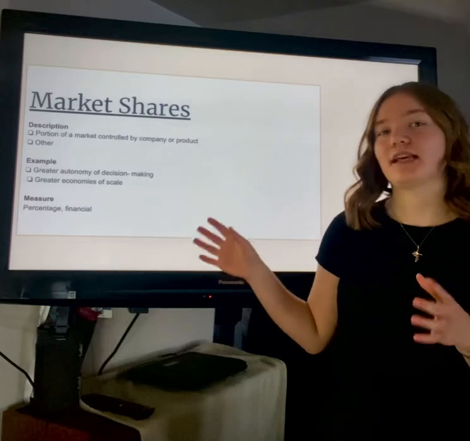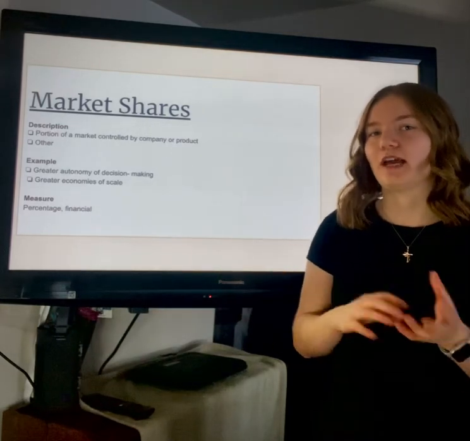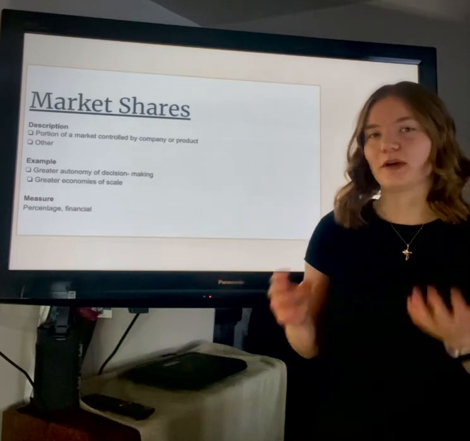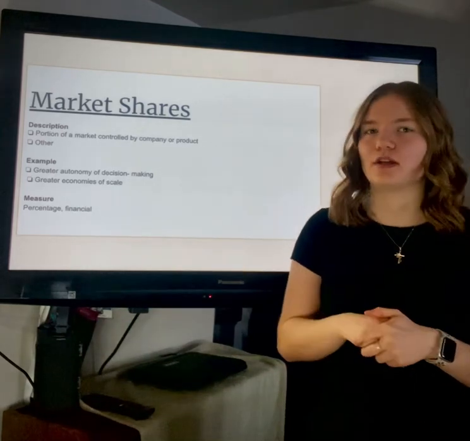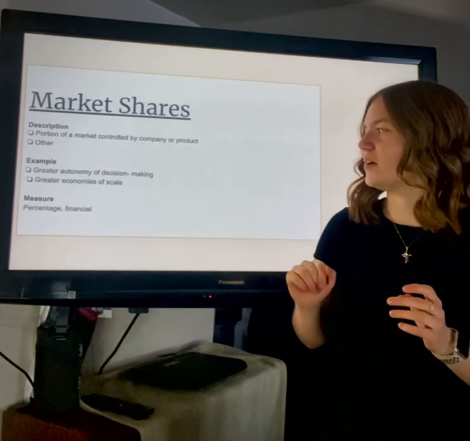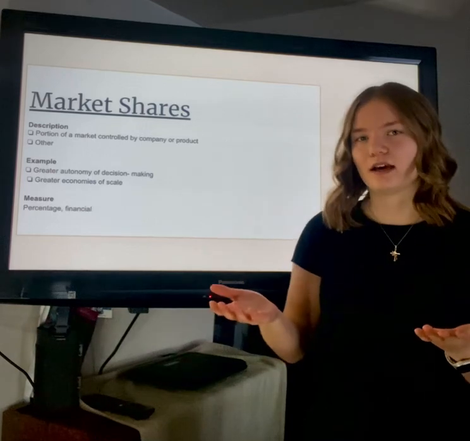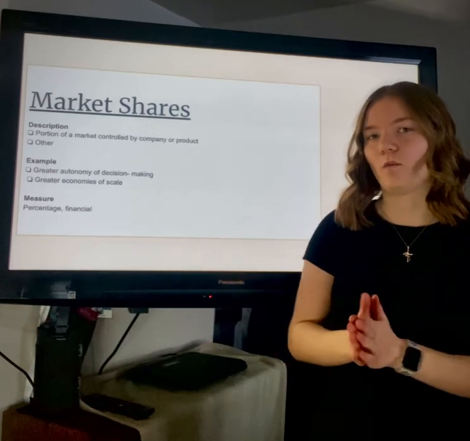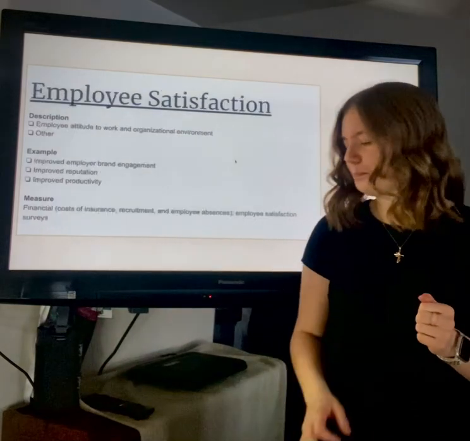Market shares, as I said earlier. Air Canada lost some of its portion of the market when they were fighting with the overall expenditure and revenue issues. So they're looking to take back some of the market shares, and they're going to do that through greater autonomy of decision making. They're going to streamline their decisions with the unions and Air Canada itself. They want one cohesive decision, and then greater economies of scale.